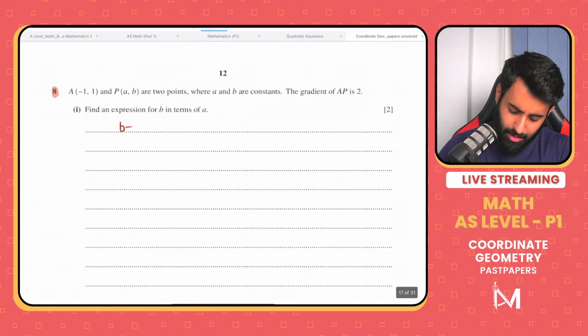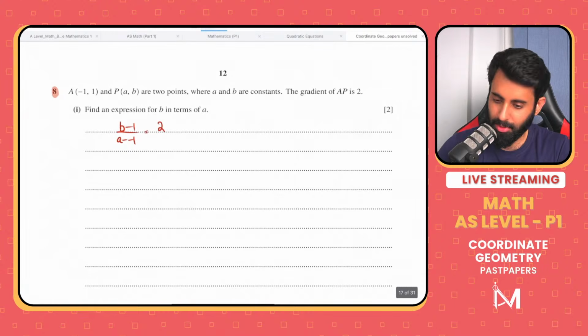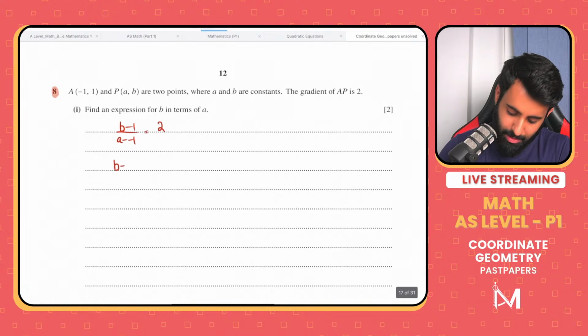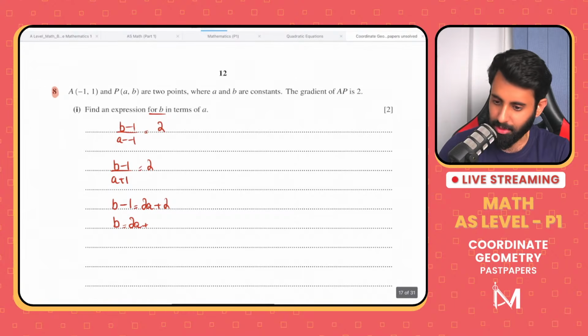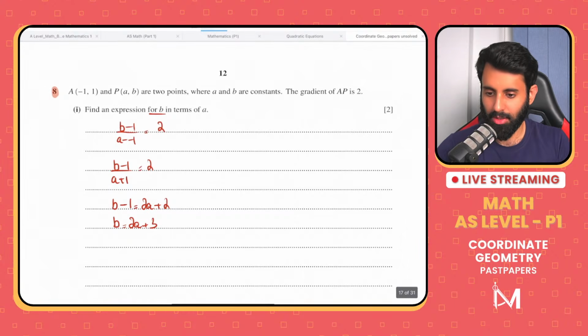So b minus 1 will be your y2 minus y1 over a minus minus 1, which is equal to 2. Now b minus 1 over a plus 1 is equal to 2, which means b minus 1 is equal to 2a plus 2, and we have to find an expression for b in terms of a. That means we need to make b the subject. So b is equal to 2a plus 3. That's the answer to the first part.